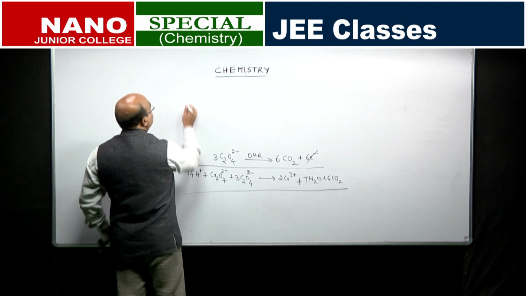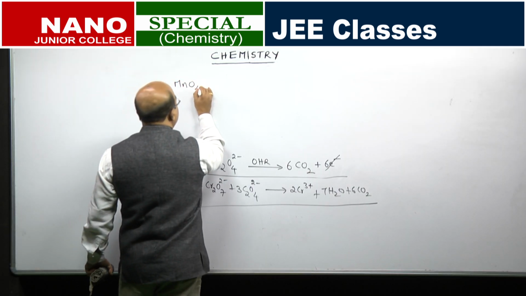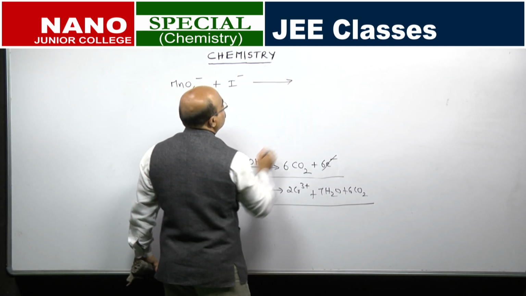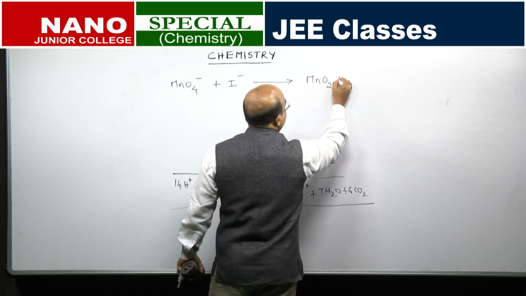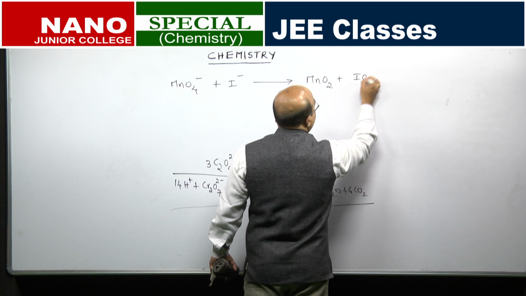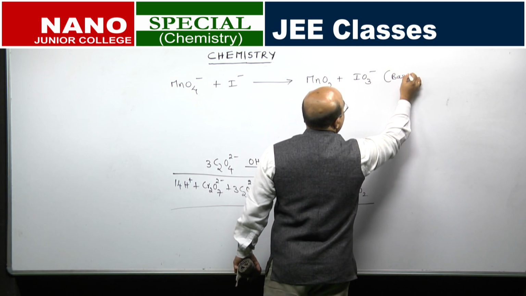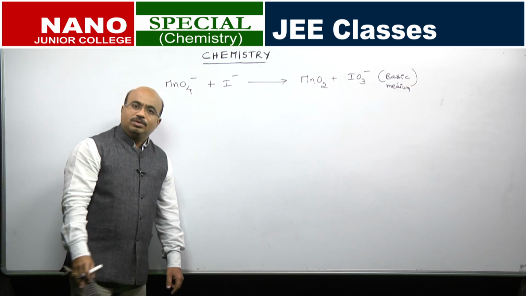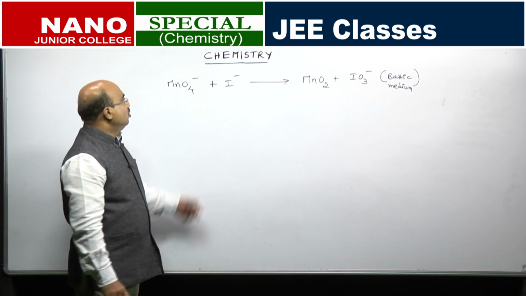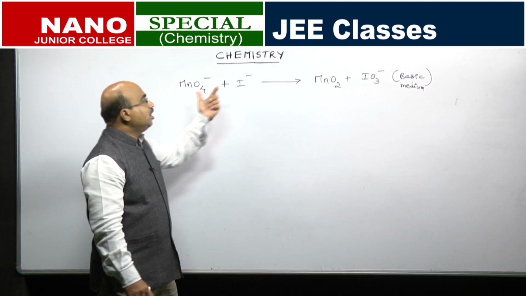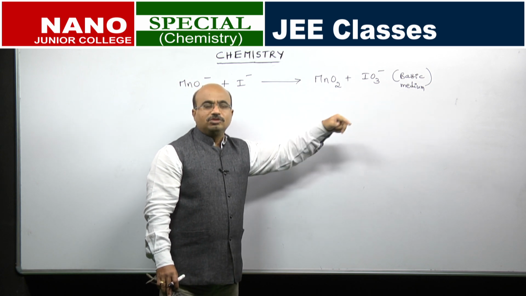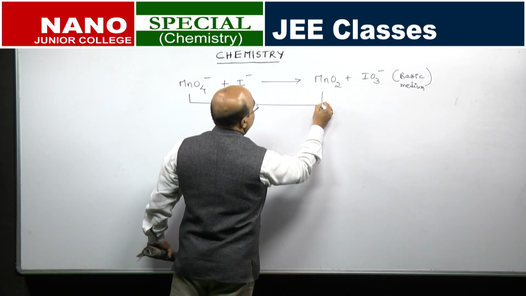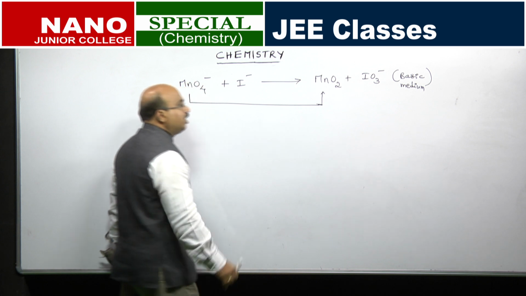So, let us take MnO4 minus plus I minus giving MnO2 plus IO3 minus, in basic medium. So, again how should it be done? Here 4 oxygens are there, here 2 oxygens are there, meaning we remove oxygens from this. So, I directly say this is reduction. Even if we calculate oxidation states, you will get this.